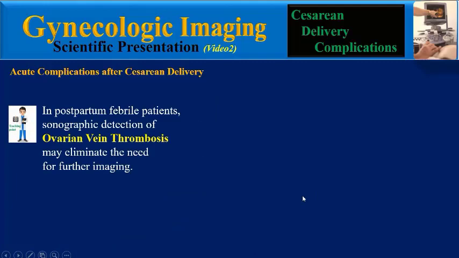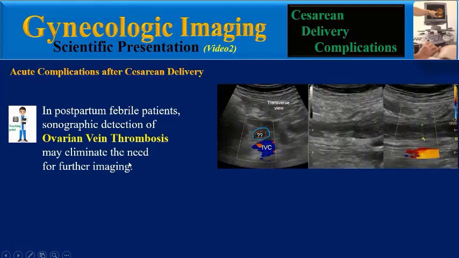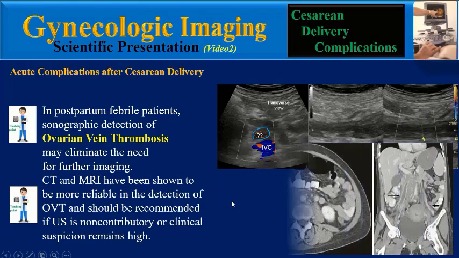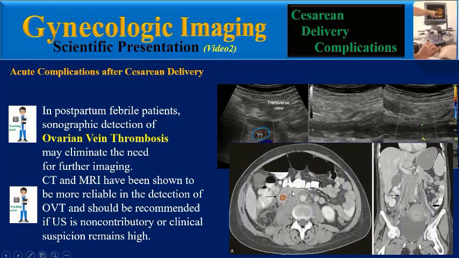In postpartum febrile patients, sonographic detection of ovarian vein thrombosis may eliminate the need for further imaging, but CT and MRI have been shown to be more reliable in the detection of ovarian vein thrombosis and should be recommended if ultrasound is non-contributory or clinical suspicion remains high.